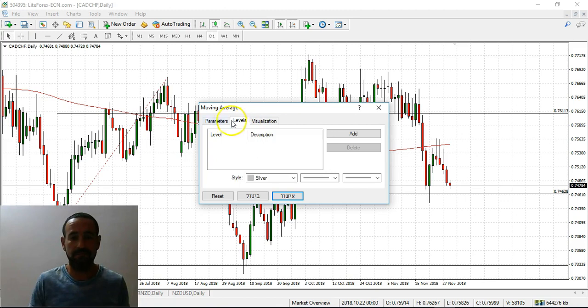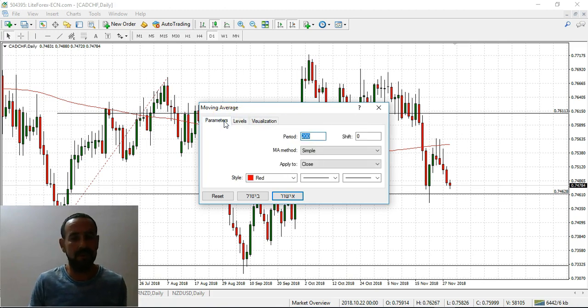Second thing, I'm going to parameters, basically. It's very simple. I keep it, this is the default situation, right? I change the period to 200 and I keep it simple, close, just don't touch anything.